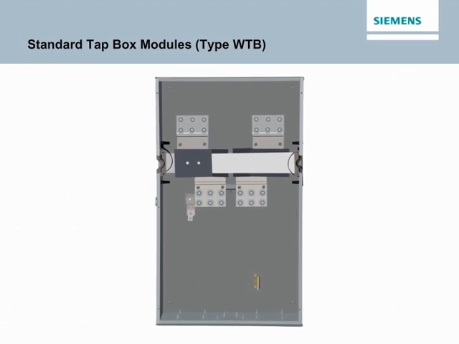Standard tap box modules, type WTB, are designed for line side, main lug, or load side or remote feed applications ranging from 400 to 600 amps at 240 volt. NEMA 2 stud pattern bolts are factory installed, enabling a wide variety of compression and mechanical lug options. All modules in this family feature the exclusive invertibility feature, allowing the user to simply rotate the enclosure to accommodate top or bottom feed.